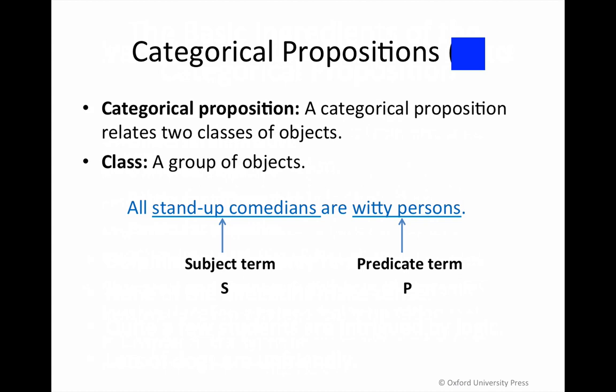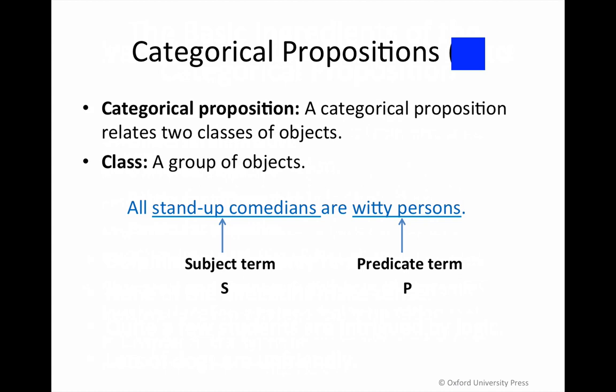Take the example, all stand-up comedians are witty persons. We know that it's a universal because of the quantifier articulated by all, and we know that it's affirmative because there's no negation asserted. Next, we've got two classes of thing or two groups of objects. We've got the subject class or the subject term, and that aligns with the grammatical subject of the sentence. And then we have the predicate term or predicate class, and that is articulated by the grammatical predicate.